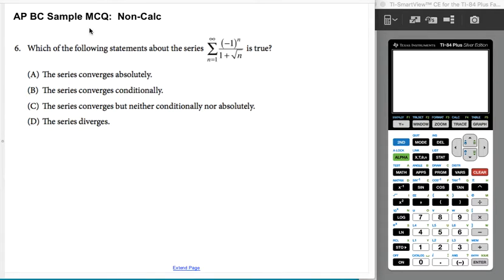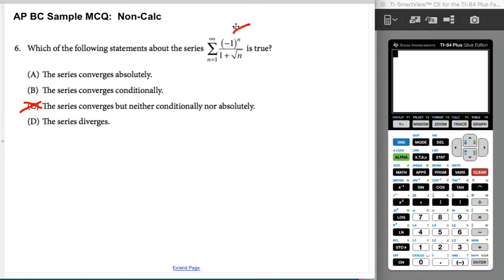All right, so we have a series, and we're asked which of the following is true. The series converges absolutely, the series converges conditionally, the series converges but isn't conditional or absolute, which doesn't make logical sense, or the series diverges. Okay, so first thing to note, right? We can figure out conditional convergence pretty easily.